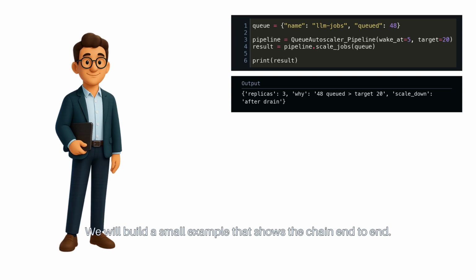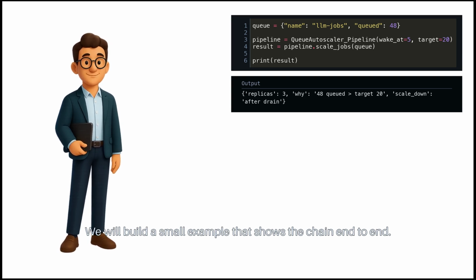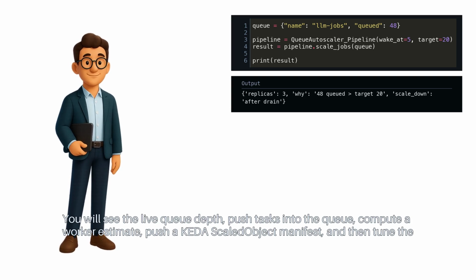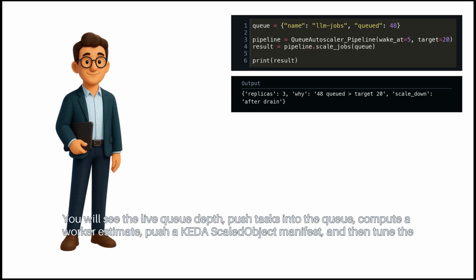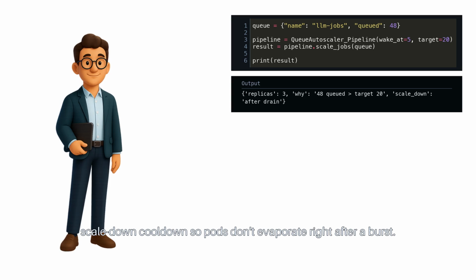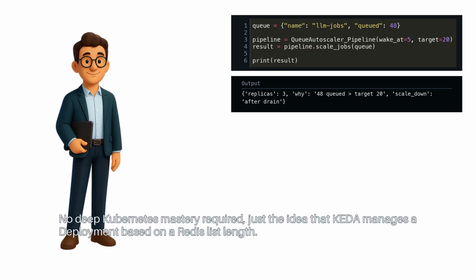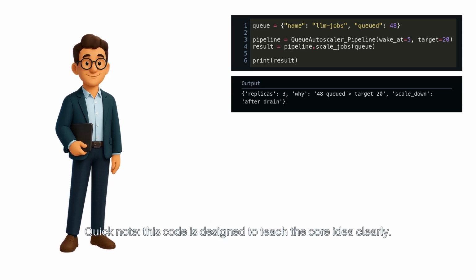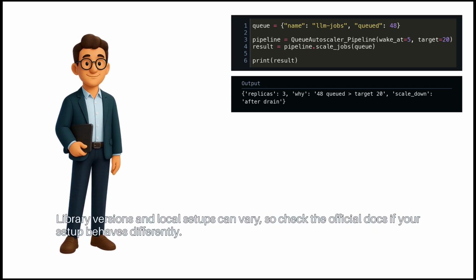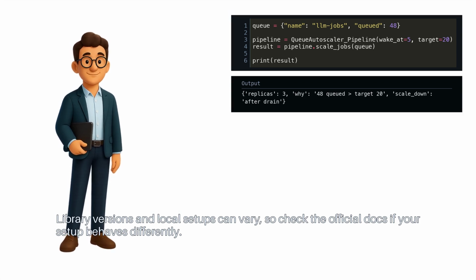We will build a small example that shows the chain end to end. You will see the live queue depth, push tasks into the queue, compute a worker estimate, push a KEDA ScaledObject manifest, and then tune the scale down cooldown so pods don't evaporate right after a burst. No deep Kubernetes mastery required. Just the idea that KEDA manages a deployment based on a Redis list length. Quick note: this code is designed to teach the core idea clearly. Library versions and local setups can vary, so check the official docs if your setup behaves differently.